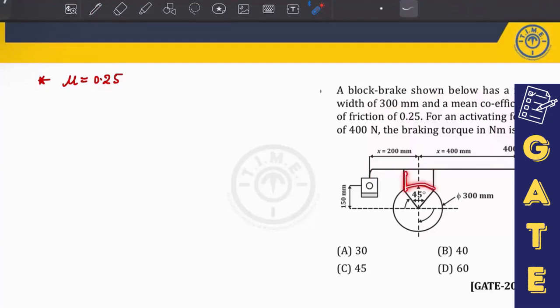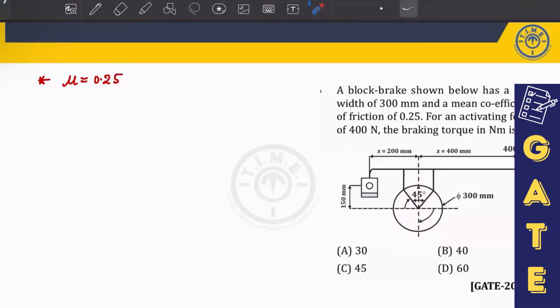So this is your shoe brake. Initially the shoe and this drum are not in contact. Once you apply the force, it comes in contact. That means the rotation of this drum is stopped, and that is the function of a brake. Now what you will do first is draw the free body diagram of both the drum as well as the shoe. Once you understand how to draw the free body diagram, your problem is very simple.